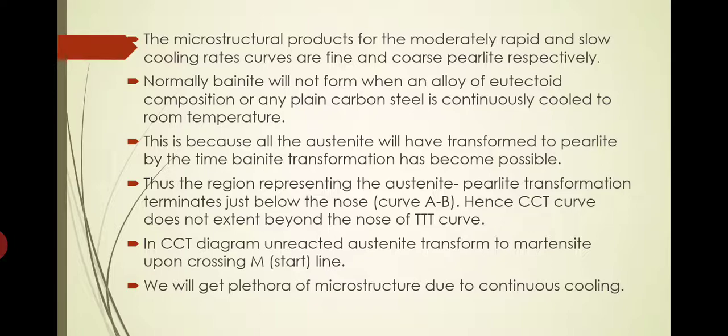I think the concept is clear for you. So that is the reason why it is terminated with the nose point. Thus the region corresponding to the austenite pearlite transformation terminates just below the nose, that is curve AB, shown by curve AB. Hence the CCT curve does not extend beyond the nose of the TTT curve.